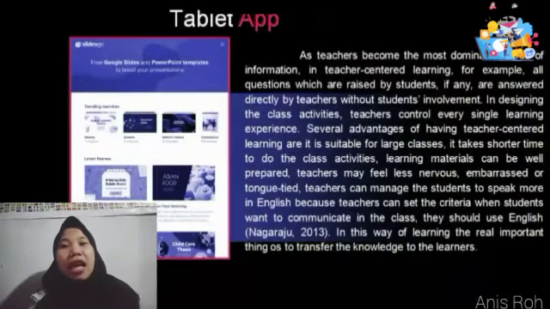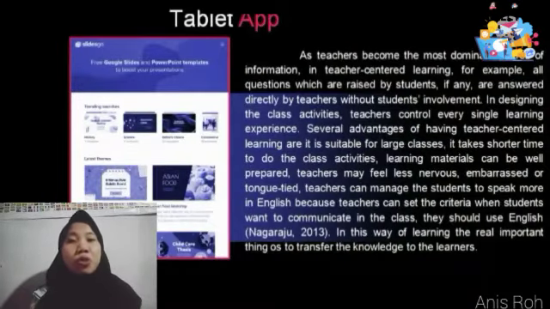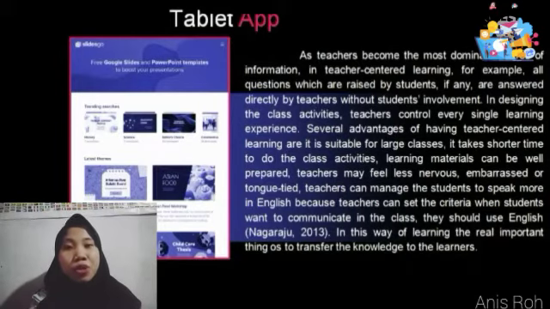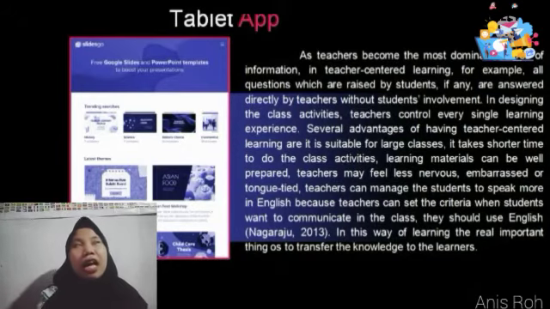Next. As the teacher becomes the most dominant source of information in teacher-centered learning, for example, all the questions raised by students, if any, are answered directly by the teacher without involvement, maybe, in designing the class activities. The teacher controls every single learning experience, and several advantages of teacher-centered learning are that it is suitable for large classes. Yes, maybe you get it from this about teacher-centered learning.